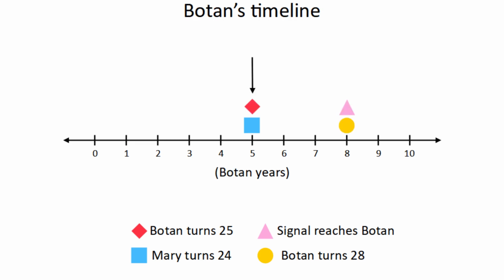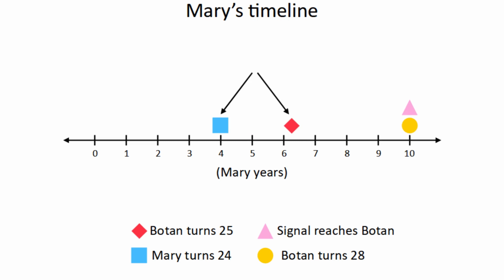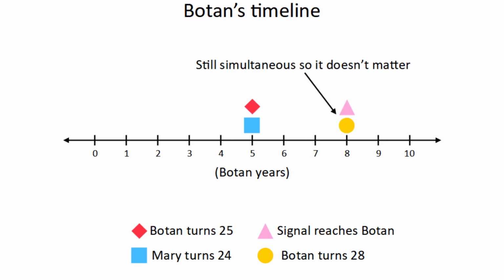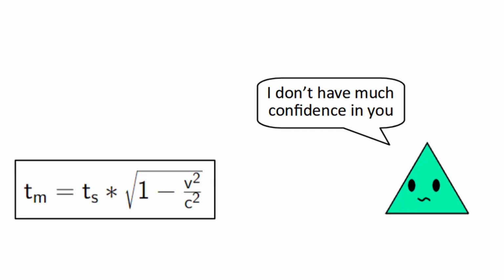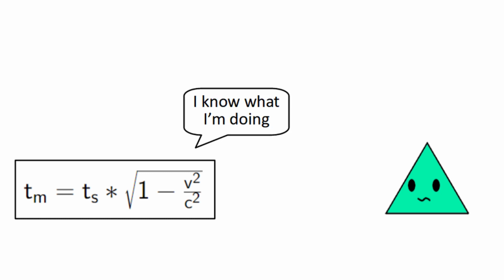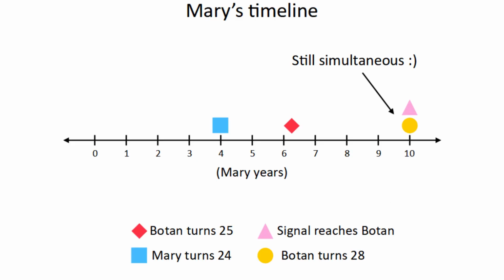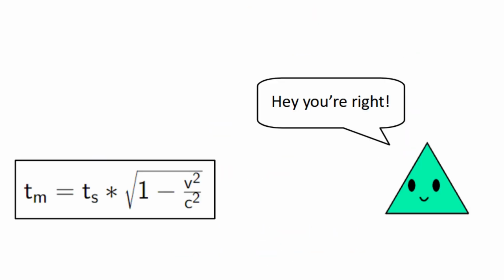When we compare the two timelines, you can see that the events of Botan turning 25 and Mary turning 24 are simultaneous in one, but not the other. This doesn't matter, though, because they occur at different locations in space. The other two events happen in the same place, but this doesn't matter because they're still simultaneous in both reference frames. I think this is just such an amazing result. Time dilation seems like it would cause contradictions, but it can only do so for events in the same location, and when you come up with a scenario and do the calculations, everything works out fine.